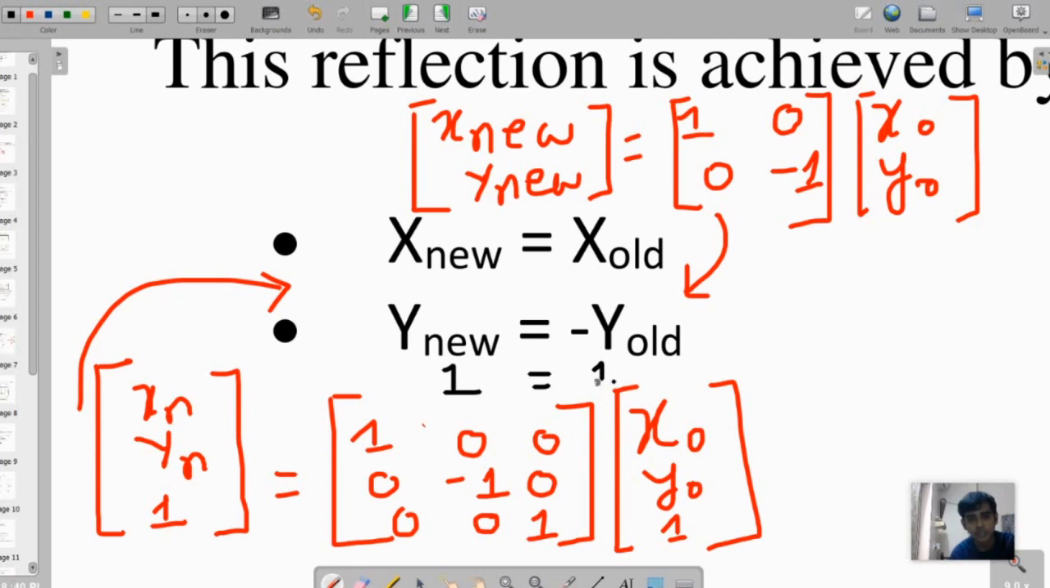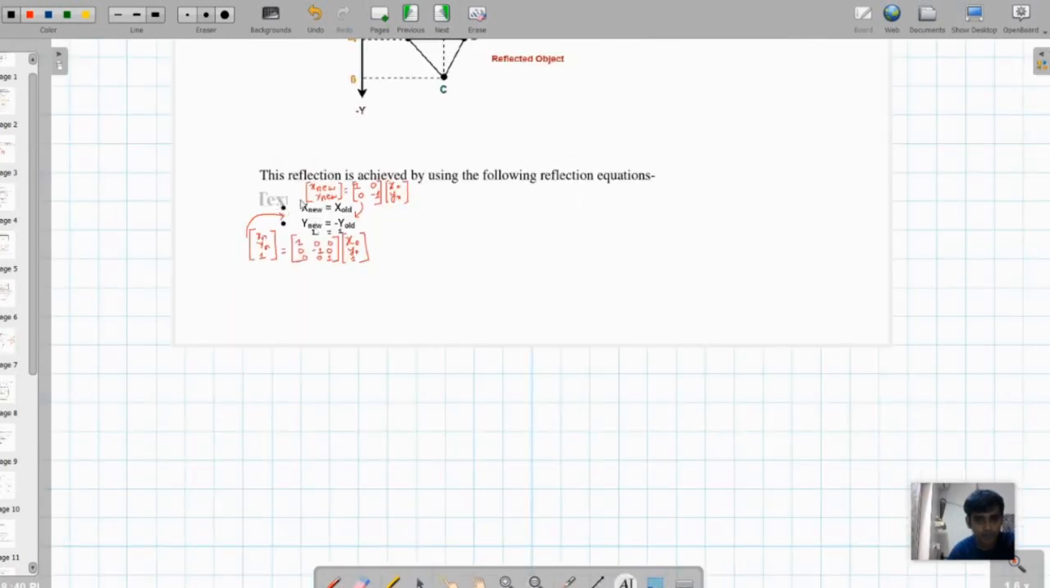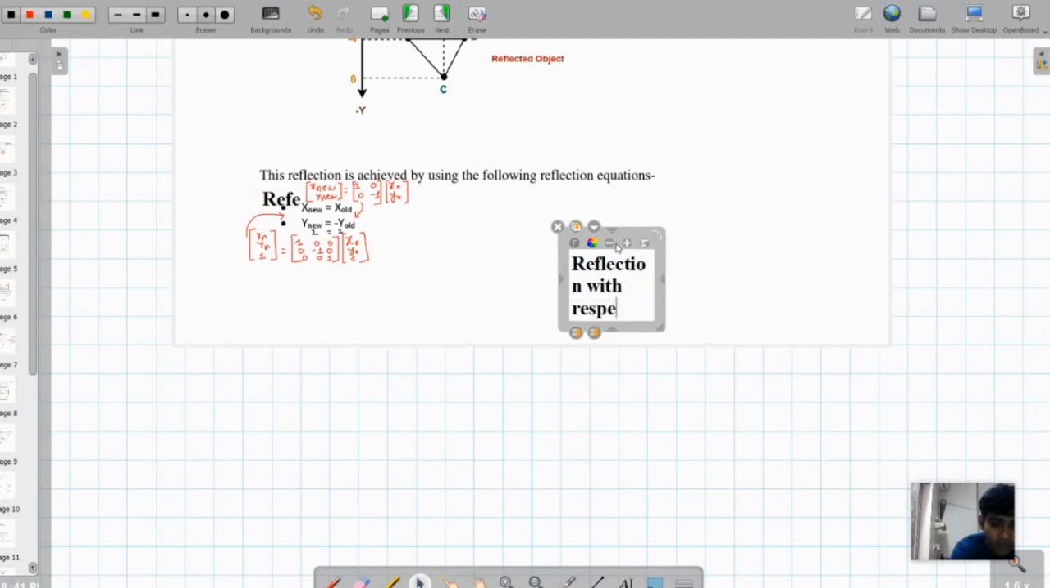Now this was the derivation for reflection with respect to the x-axis.